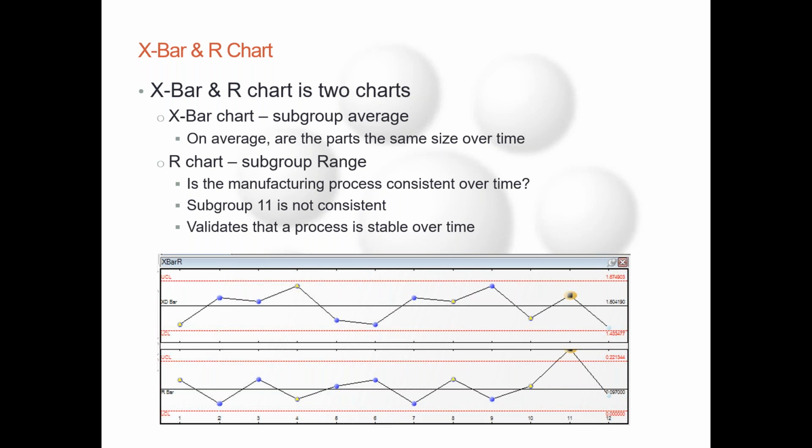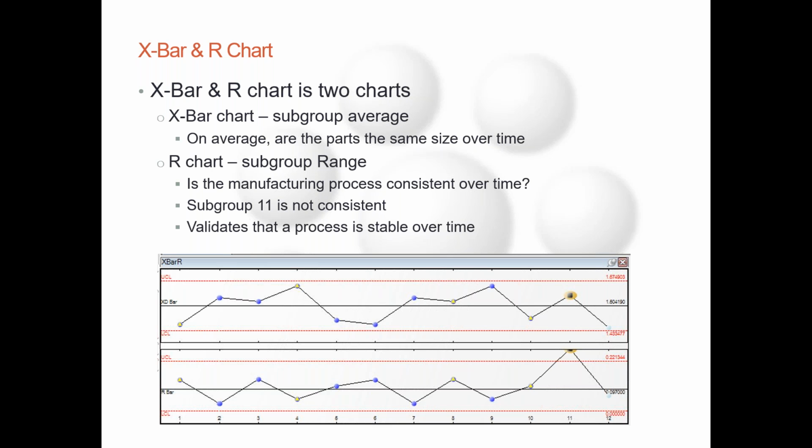The XBAR chart is really two charts in one. The upper portion, the XBAR chart, is about the average size of the parts you're manufacturing. Are they consistent over a long-running period? The R chart, the range chart, is about the manufacturing process consistency over time. Each subgroup represents a small period in time, and it's about the variation that the machine is experiencing.